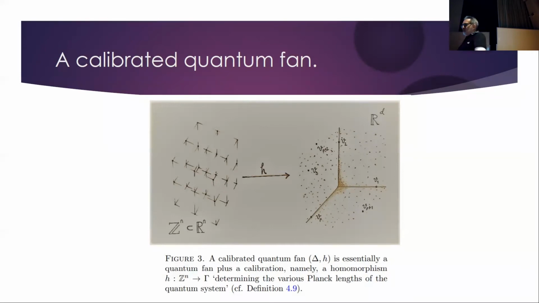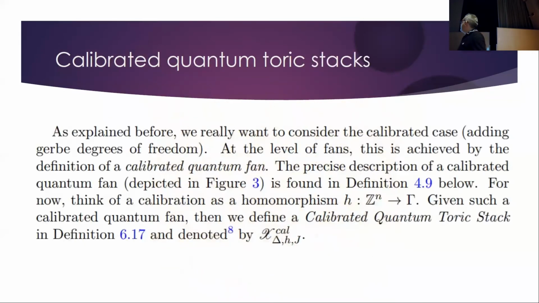So this, if you want to think of this in terms of these integral systems, it's kind of funny because now you have various Planck lengths of the quantum system, but geometrically H is this map from this lattice in higher dimensions. Typically N is bigger than D.